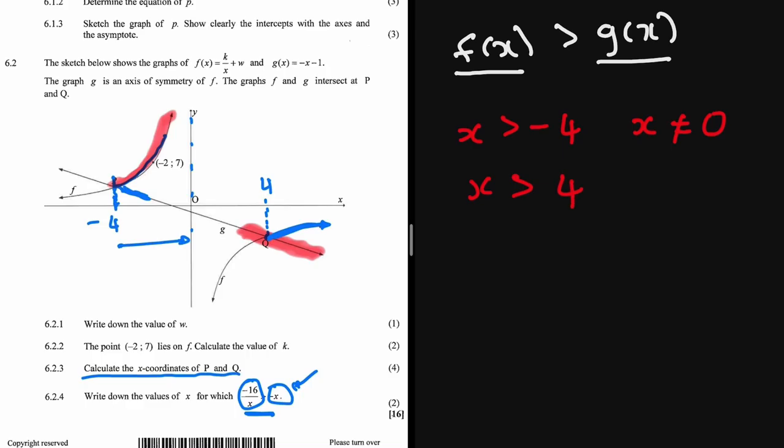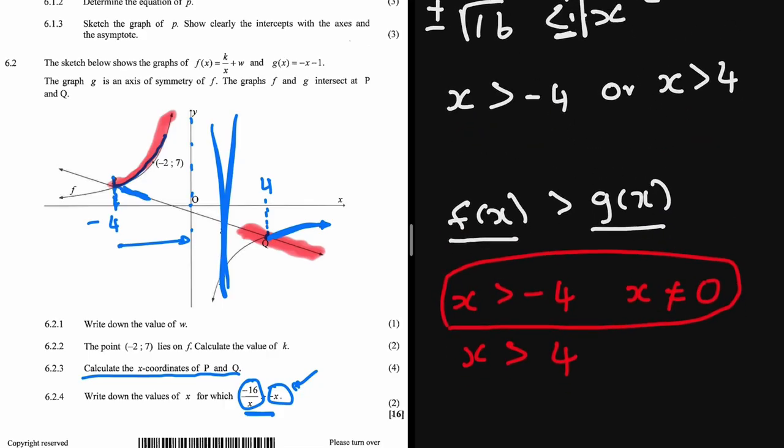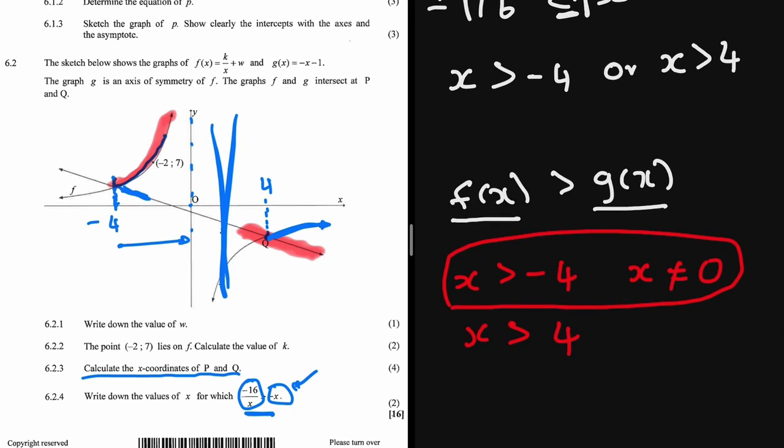This first part is not going to be like this. It's going to be in between negative 4 and 0, because this part here is not included. If we just say greater than negative 4, we include everything. So in our solution, the value of x for this first part is in between where x is negative 4 and where x is 0. And then for the other part, it's just going to be greater than 4. That is how you would solve all these 4 equations.